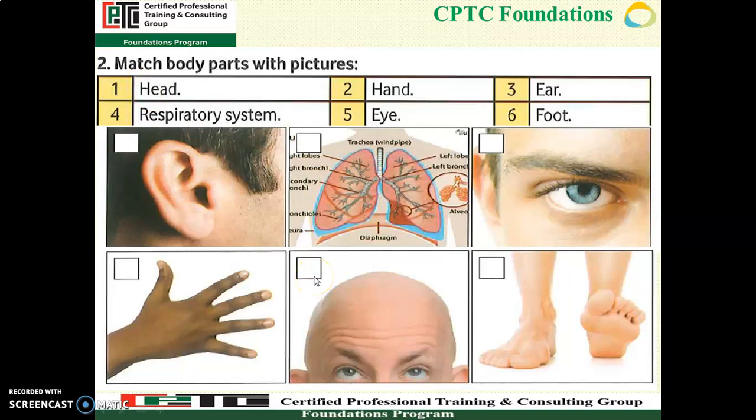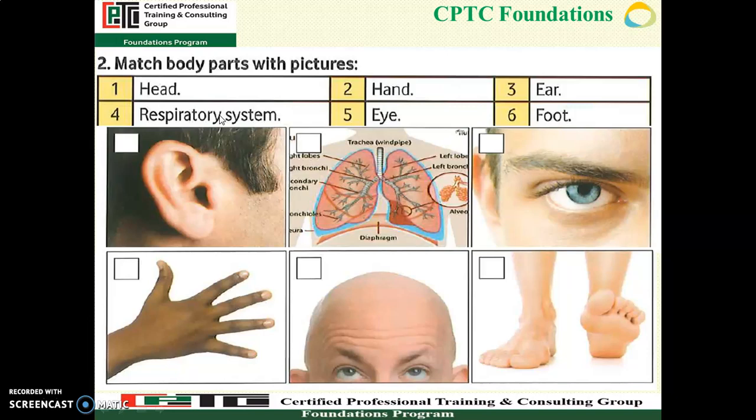So that's for head. And then the next one is hand. So hand is for this picture here. That's a hand. Then number 3 is ear. Ear, yes, it's the first picture. That's an ear.